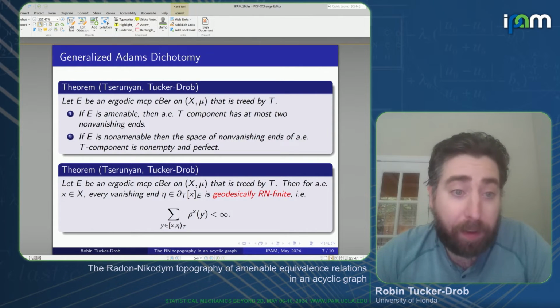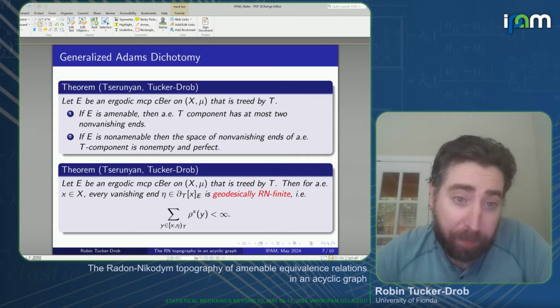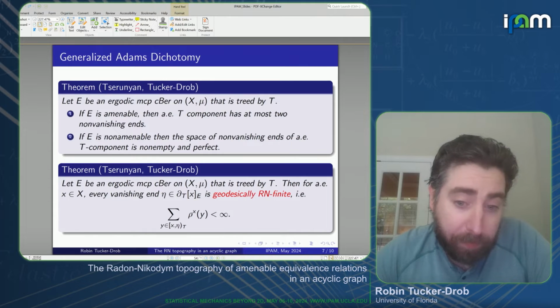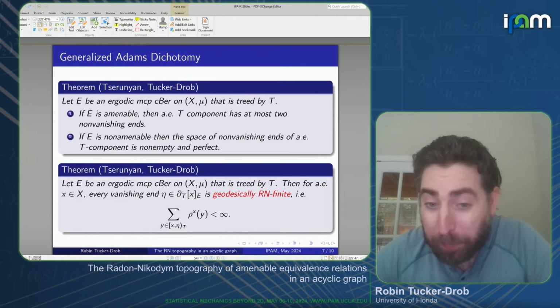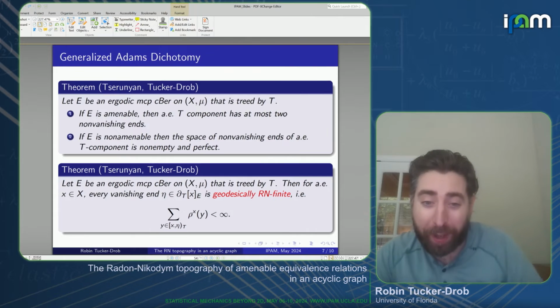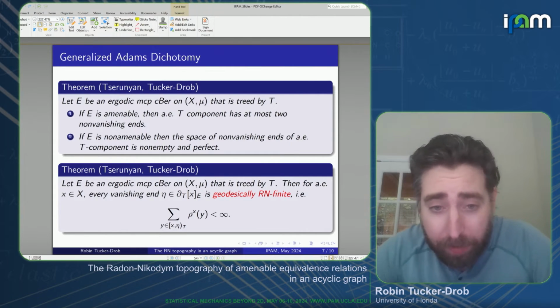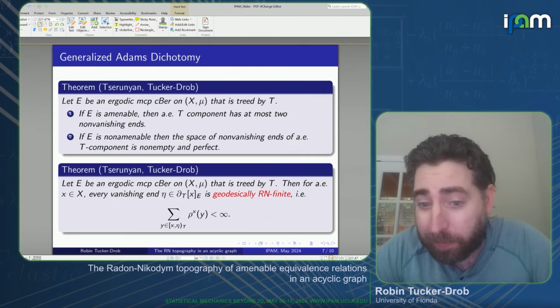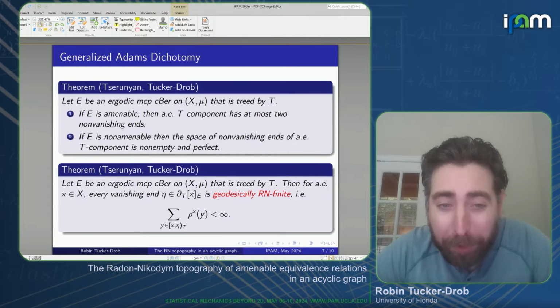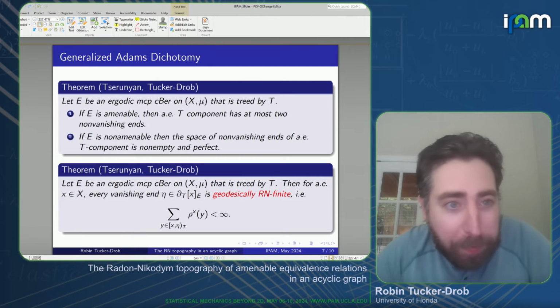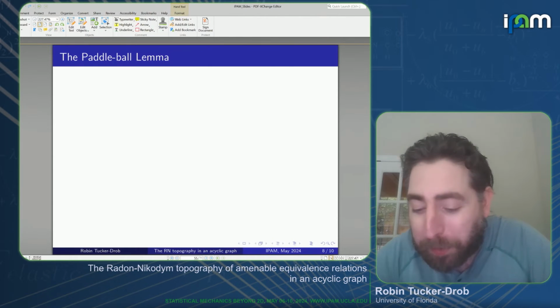So we have 2 different proofs of the dichotomy. One using this mass transport principle that I had on the second slide, and another using what we call the paddleball lemma, which I think this next slide is on. Yeah, the paddleball lemma.